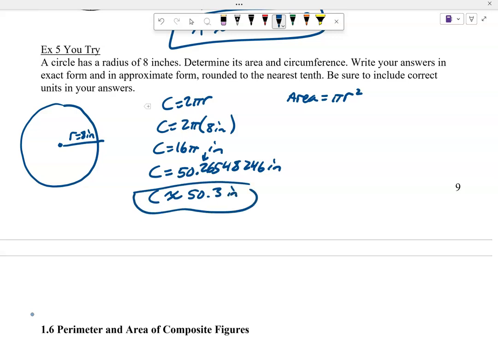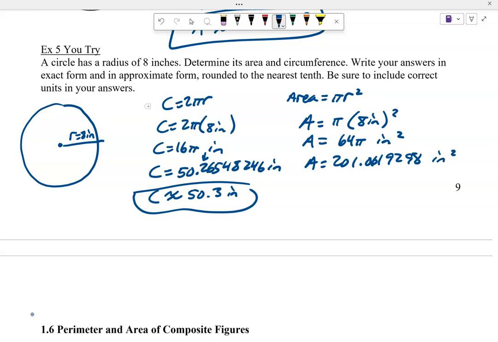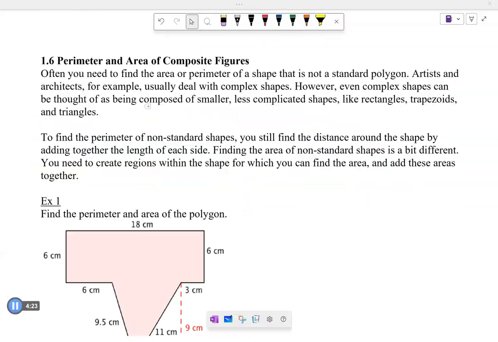So about 50.3 inches. And then the area, pi, my radius here is 8 inches, so it looks like I've got 8 squared. 8 times 8, 64 pi square inches. Same thing on this one. Go ahead and punch that in, and you'll get 201.0619298 square inches, or approximately 201.1. Again, if I'm doing it to the nearest tenth, I look to the right, and it's a 6. If it's 5 or above, right, it'll bump that up. So 201.1.